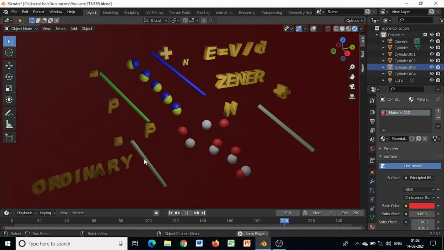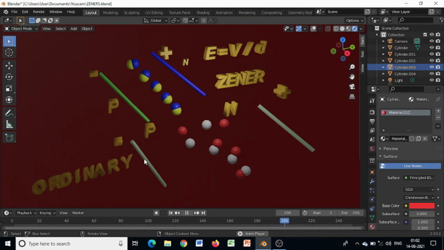Thus, in a nutshell, the barrier width of the unbiased Zener diode is smaller than the barrier width of the ordinary PN junction diode. This is unbiased. These two diodes are unbiased diodes.